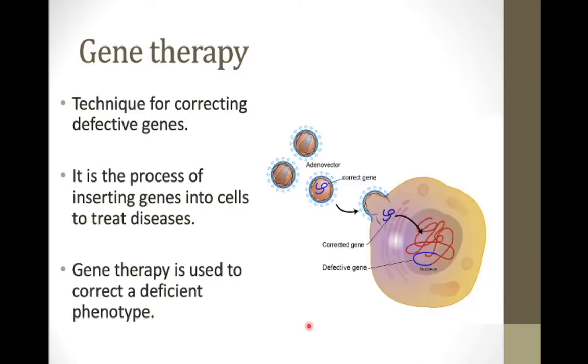Just going to focus on a couple of techniques now. So we've got gene therapy. Gene therapy is a technique which is used for correcting defective genes. It's a process to insert genes into the cell to treat disease. You can use viruses, such as the adenovector or adenovirus, to correct the defective genes in the target cell. Gene therapy is used to correct this deficient phenotype.